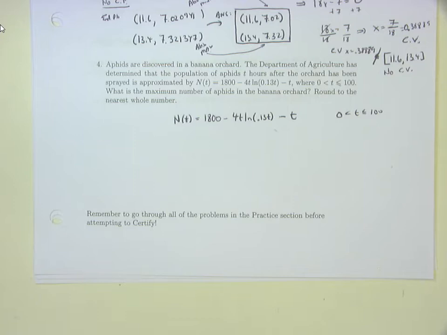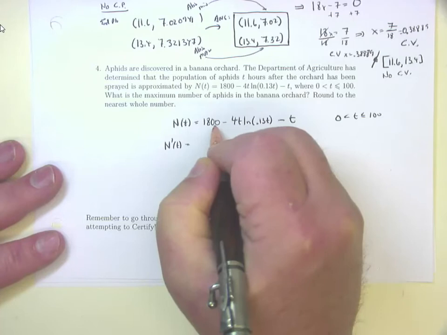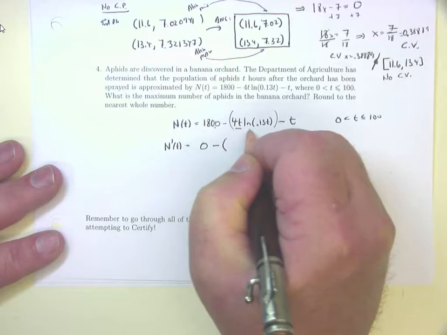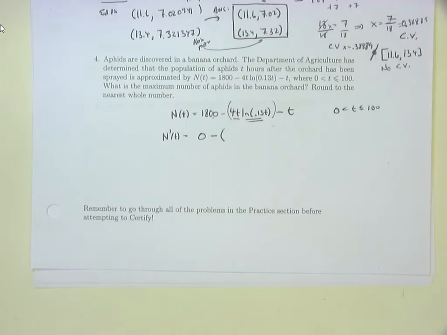So the first thing I'm going to do is take my derivative, N prime of t. What's the derivative of 1,800? 0, because there's no constant. Minus, and watch what I do here, it's minus parentheses. Very important, because I want to focus: this function is 4t times the natural log of 0.13t. Does that make sense? And that times in the middle means I'm going to use the product rule. But that minus is going to distribute later. So hold that minus out.